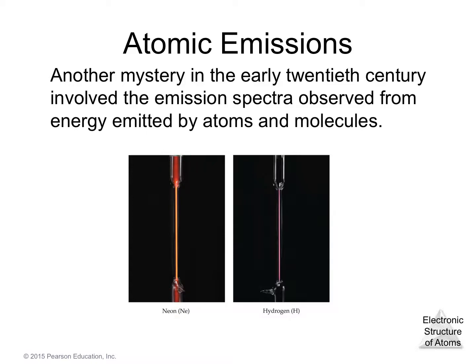These tubes are called spectra tubes, and they're really narrow tubes that are filled up with different gases. And when you put them into an electric source, they give off different wavelengths of light. And what scientists found is that every element gave off a different wavelength of light.